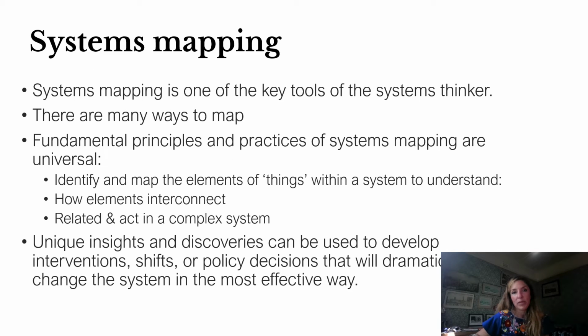So systems mapping is one of the key tools of a systems thinker and has been highlighted in a number of the other chapters. And there are some examples of how you might want to map a system. There are many ways to map a system, from cluster mapping to complex feedback analyses. But the fundamental principles and practices are universal. You want to identify and map the elements of the things within a system to understand how they interconnect, relate, and act within these complex systems.